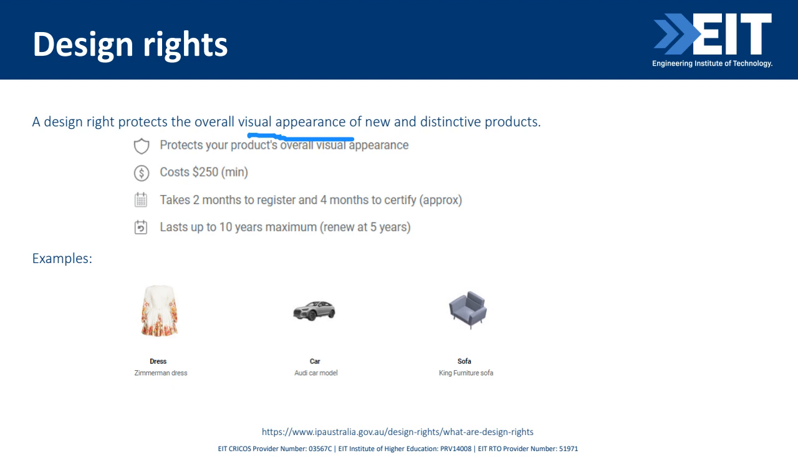Just a quick look: it will cost around $250. I'm just mentioning the minimum cost. It can go as high as well. Duration: it takes about 2 months to register and 4 months to certify, approximately. And how long does it last? Design rights last up to 10 years. You need to renew them at the 5 year benchmark.